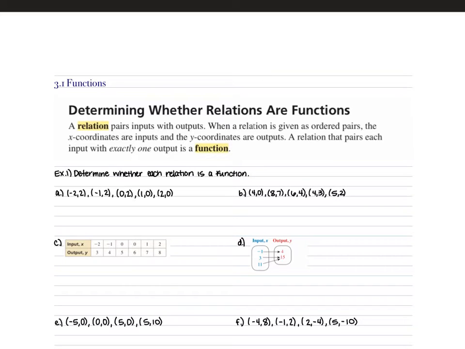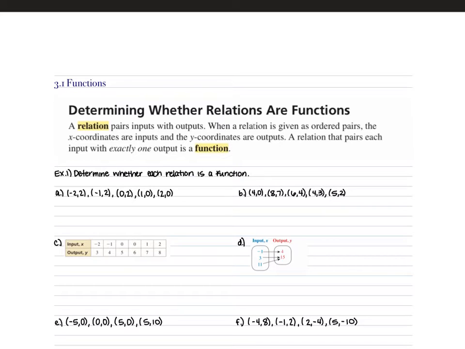3.1 goes over functions. Functions are just relationships where you have one output for each input. So each input has exactly one output, and that is a function. If we look at these examples, we're determining whether each relation is a function. In order for something to be a function, your x values cannot repeat. So your x values will never repeat if it is a function.